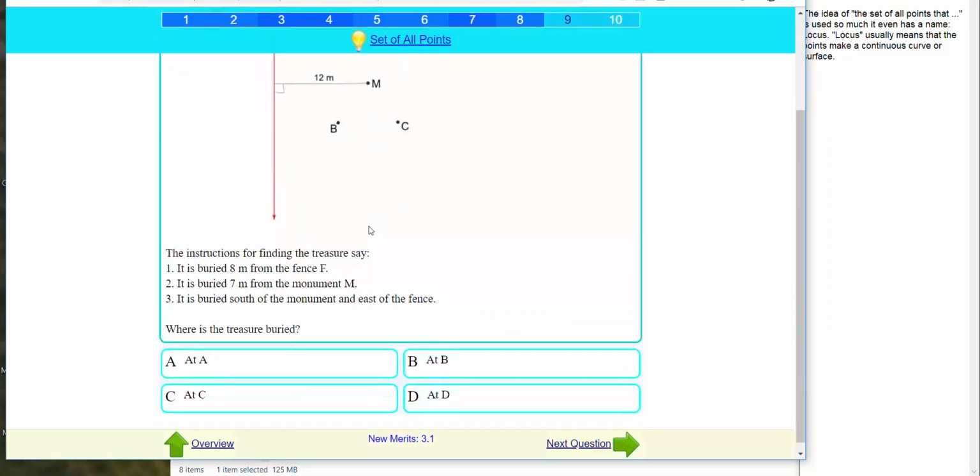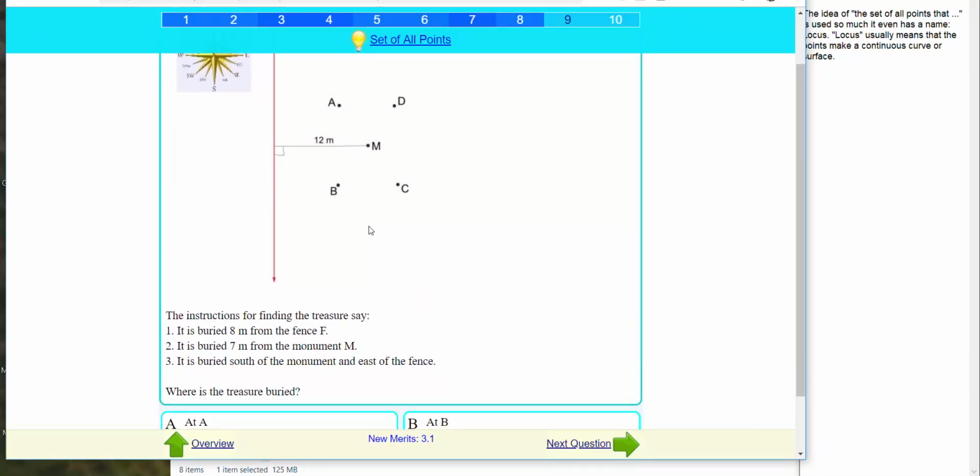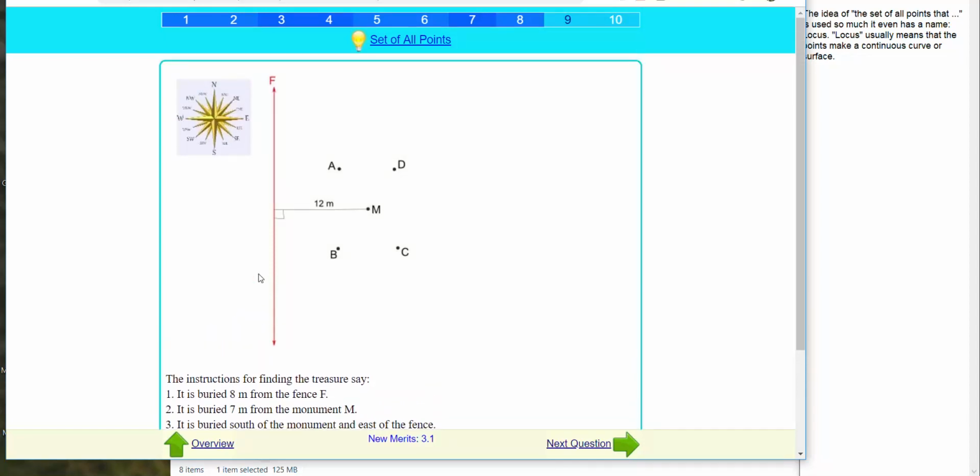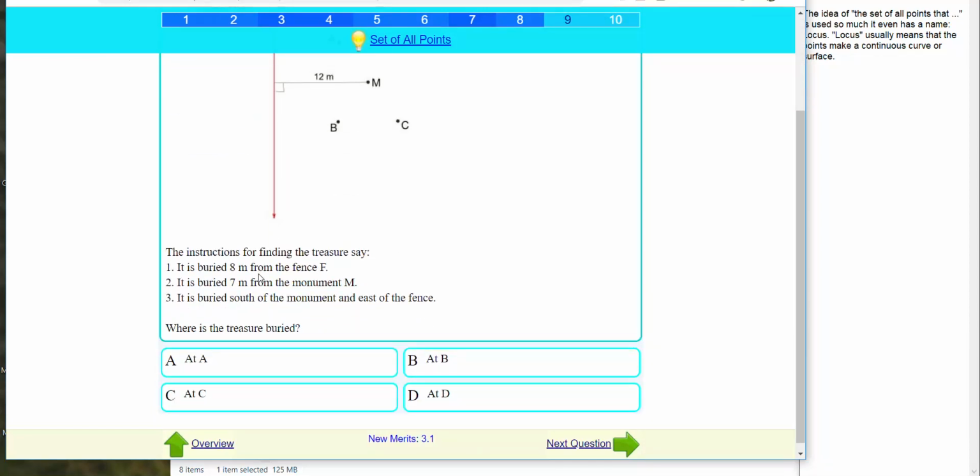Okay, so the instructions for finding the treasure say it is buried 8 meters from the fence. 8 meters from the fence. It's buried 7 meters from the monument M. It's buried south of the monument and east of the fence.